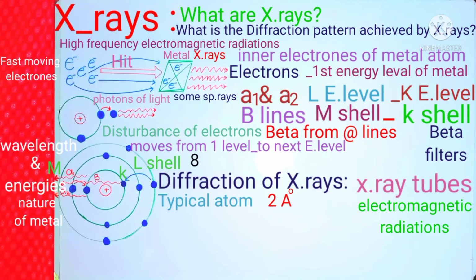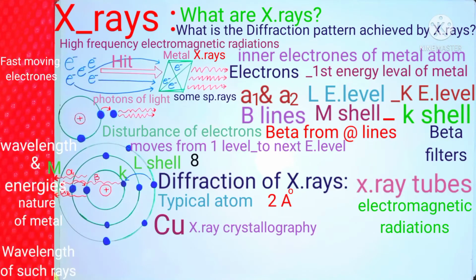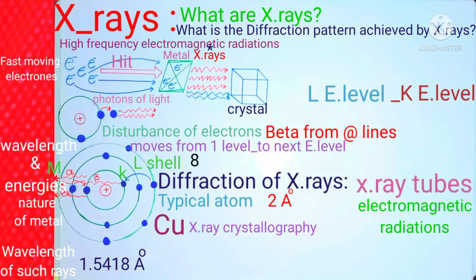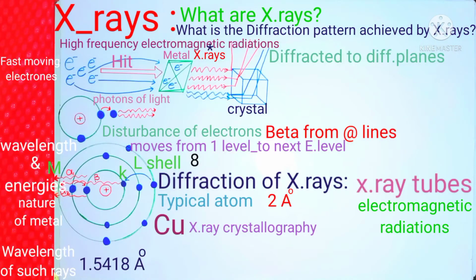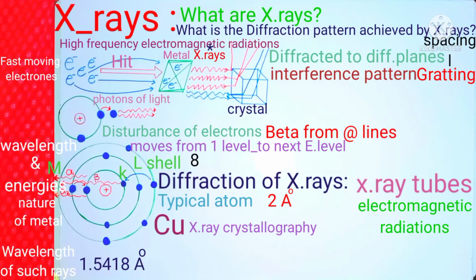The characteristic X-rays that are achieved from copper metal may be used for X-ray crystallography. The wavelength of such rays is 1.5418 angstrom. When these X-rays pass through a crystal, then they are diffracted to different planes. They form an interference pattern like that of visible light, which is diffracted by a grating. The spacing in the gratings is comparable to its wavelength.